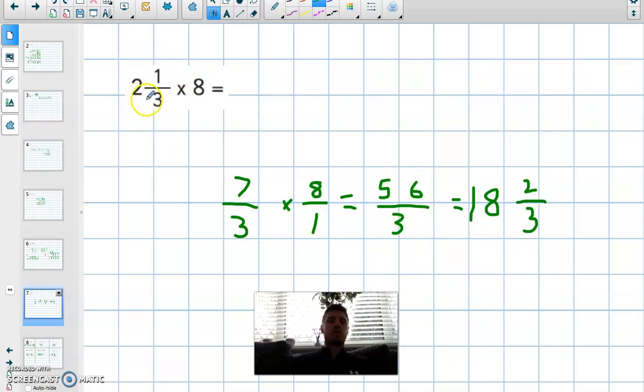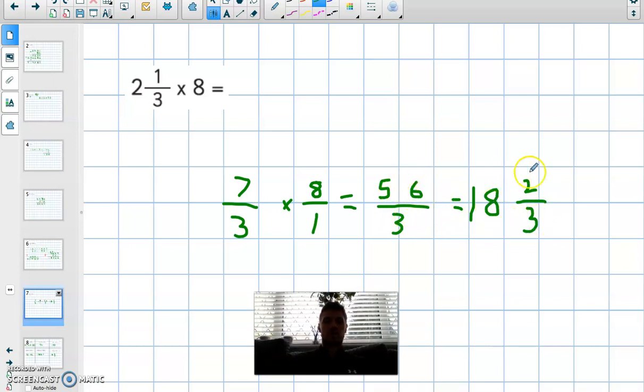Now, because we started off with a mixed number, we need to convert this improper fraction back into a mixed number. The way that we do that is by working out how many 3's are in 56. We know there's 18 3's in 56, but we do have a remainder of 2, because 3 times 18 is 54. So the remainder of 2 becomes my new numerator, and my denominator must stay the same. So the answer is 18 2/3.